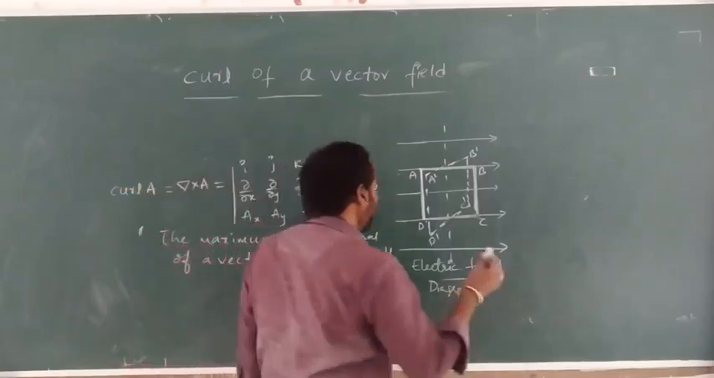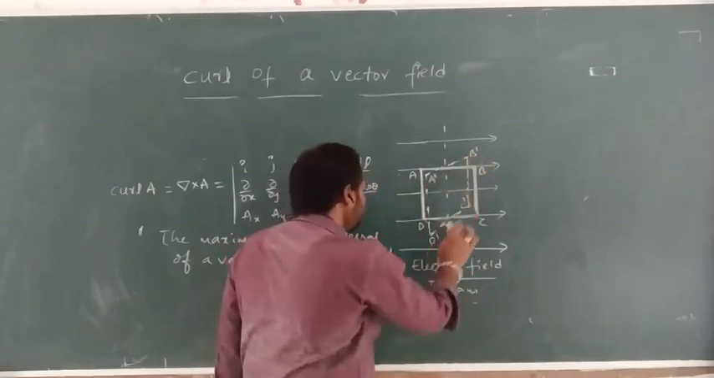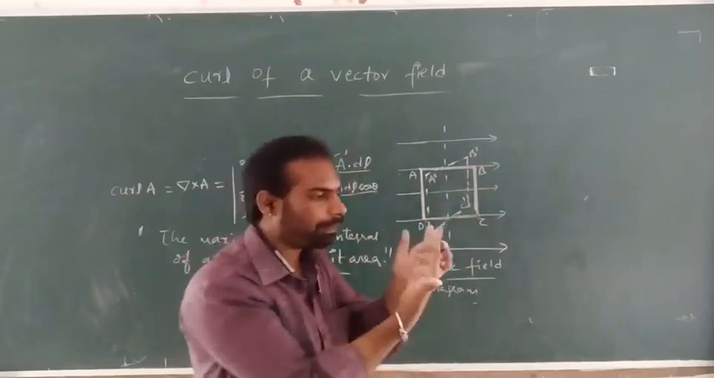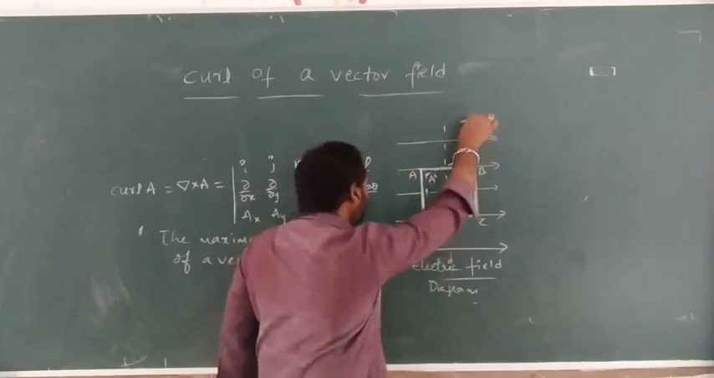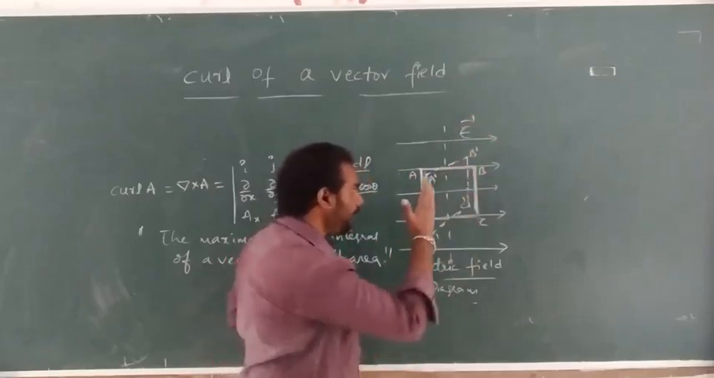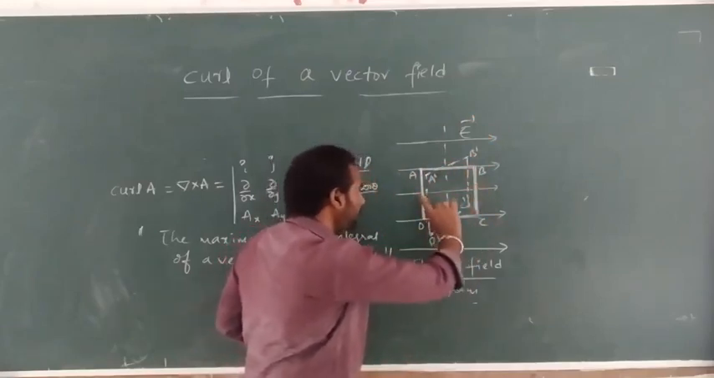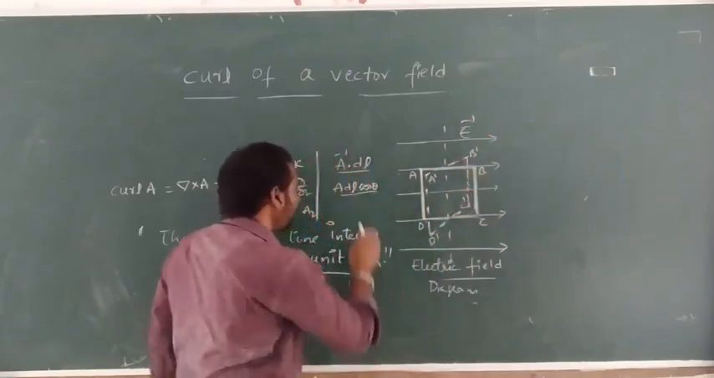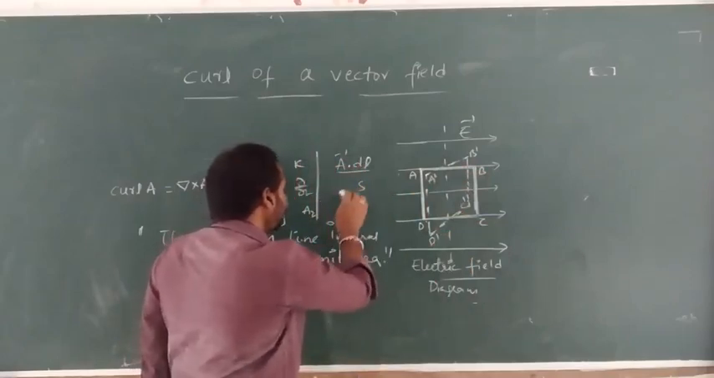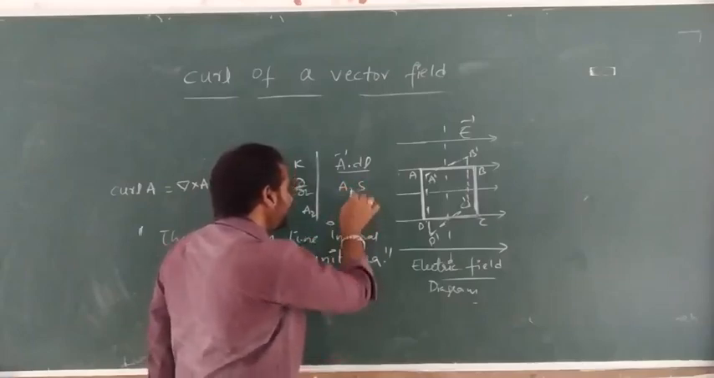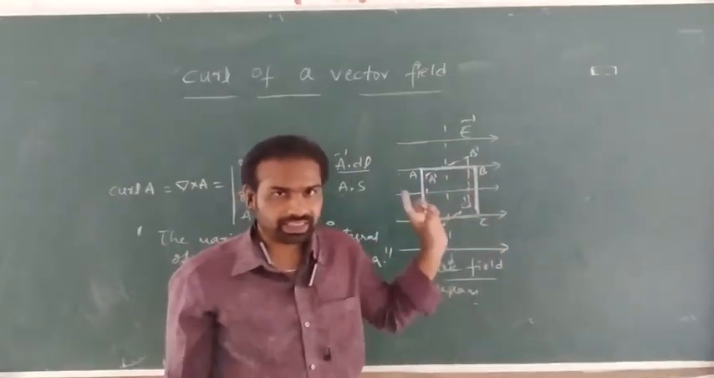For example, take A dash, B dash, C dash, D dash, a surface which is perpendicular like this to the electric field E bar. The surface A dash B dash is perpendicular to the electric field. Let us consider the area of A dash B dash C dash D dash as some S. Now, what is A dot S? It is the flux passing through the surface A dash B dash C dash D dash, isn't it?